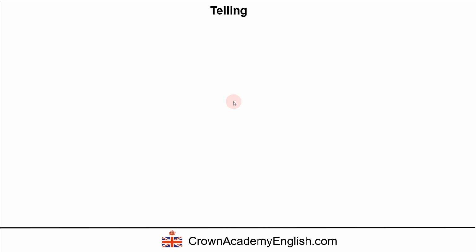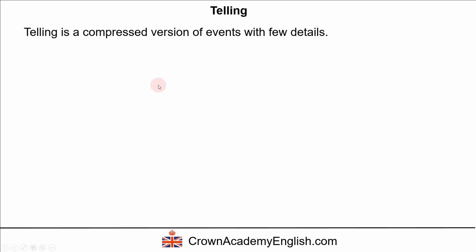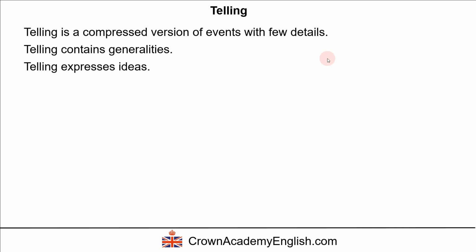So a quick summary. Let's compare telling with showing. Telling is a compressed version of events with few details. So we're compacting time down. We're summarizing maybe 20 minutes of action into 1 or 2 lines. Telling contains generalities. We're generalizing. And in telling, we're expressing ideas. We're explicitly giving the idea to the reader, using adjectives, for example.